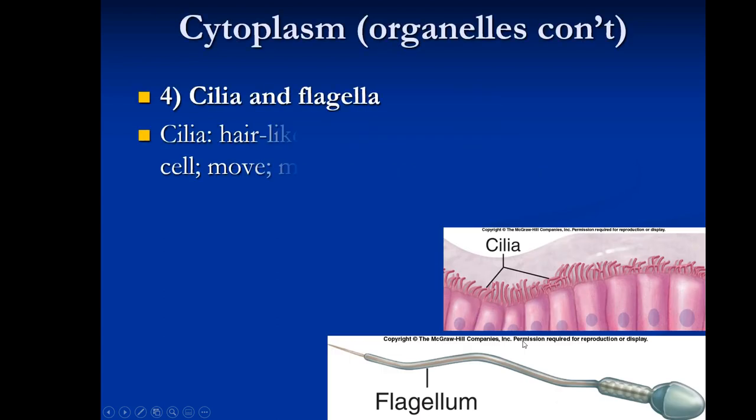All right, and then cilia and flagella. Two different organelles, but we'll have them on the same slide. Cilia are hair-like processes that stick off of cells. These move, and you can see one cell has several cilia. They basically move things across the surface of the cell. This is important, especially in the respiratory tract. If you were to inhale something that could be harmful, even if it's something like dust, the cilia in your respiratory tract help move it out.